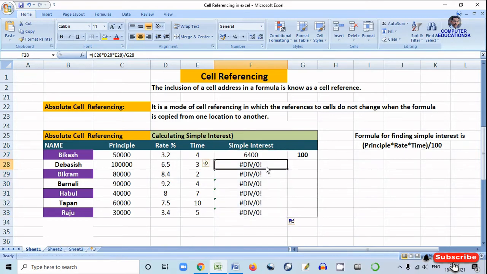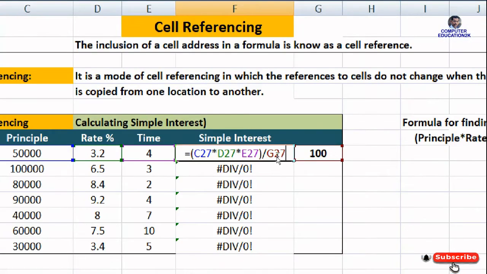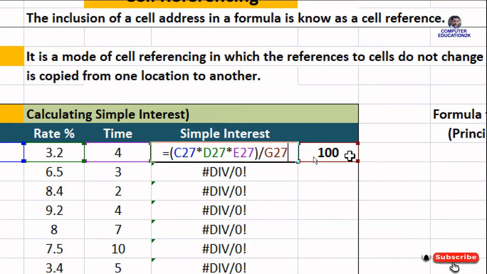So what do you have to do? We have to fix the cell reference. That means we have to fix the value 100 over here by putting $ sign before G and before 27. You can see 100 is in cell number G27, and we have to fix the cell value 100 over here by putting $ sign before G and before 27.